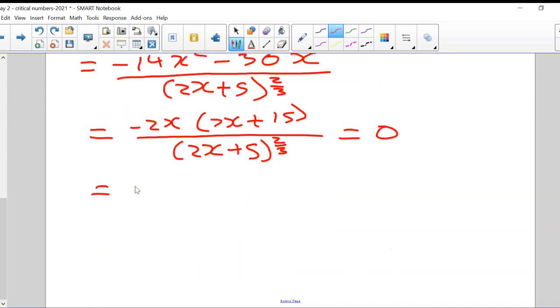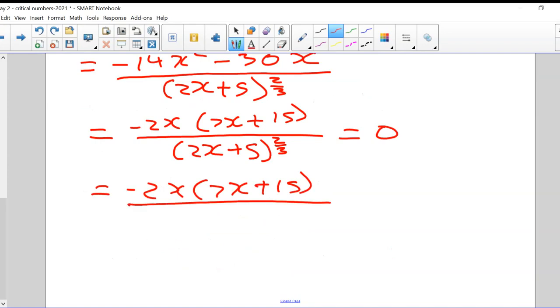So let's see now. Minus 2x, 7x plus 15 over the cube root of (2x plus 5) raised to the power of 2. Okay?